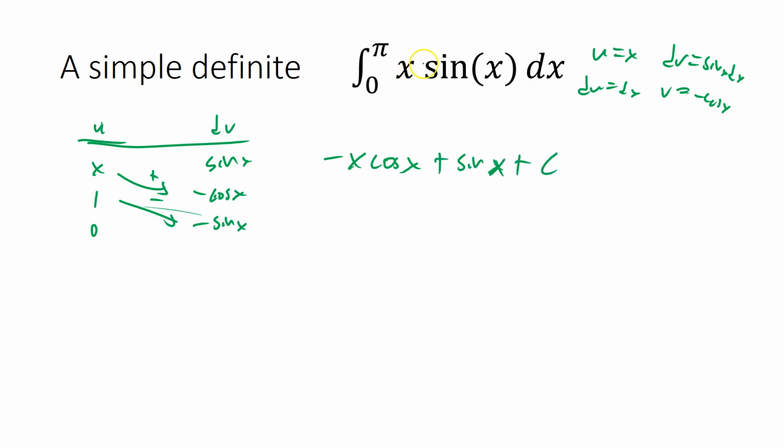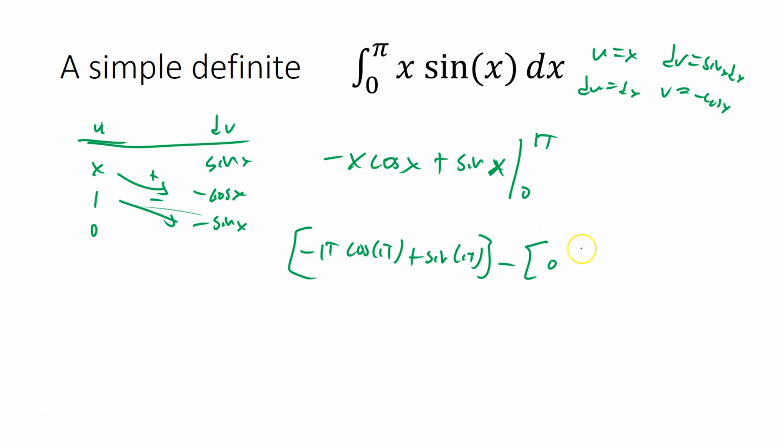Now, if we're doing this as a definite integral, we don't need the c, and we just evaluate it from 0 to pi. So we plug in pi, then we plug in 0. We plug in pi, we have negative pi cosine of pi plus sine of pi. Okay, that's the first part. Then we subtract 0 plugged into the antiderivative. So we have 0 cosine 0 plus sine 0.